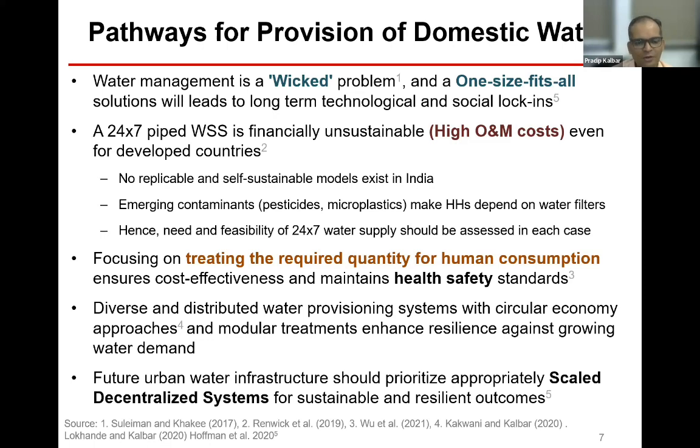So people will be depending on household water filters. How we can make use of that opportunity, we have to look at that way. So diverse and distributed water provisioning systems with circular economy approaches, modular treatment systems, enhancing resilience, those are the directions in which we should look. So future urban water infrastructure should basically, I propose, walk a path of scaled decentralized systems rather than centralized systems. What we are doing is creating very large centralized systems, which are very difficult to operate and maintain, and which are not sustainable and resilient.